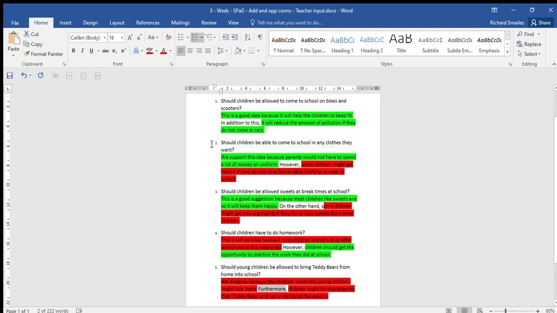In the middle sentences, example 2, example 3, and example 4, because the first sentence and the second sentence disagree, so you've got green and red, you've got green and red there, and here you've got red and green. Because they disagree, it means that you have to have an opposition connective.